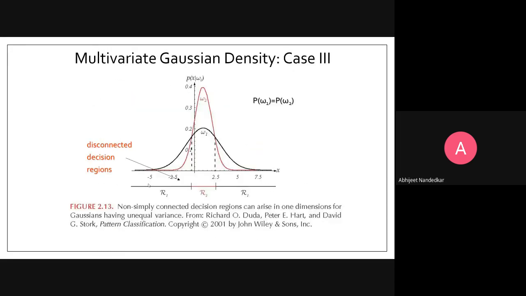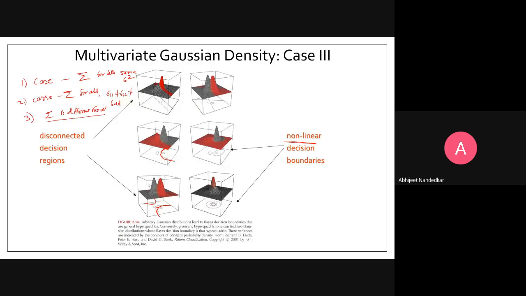Then we have seen the more generalized case where everything is different. That is, the sigma matrix is different for different categories, and the two diagonal elements are different. That becomes my most generalized version, which gives me curvy or parabolic kinds of boundaries. These are all non-linear boundaries. So the decision boundaries are non-linear, and this is what we expect from a classifier.